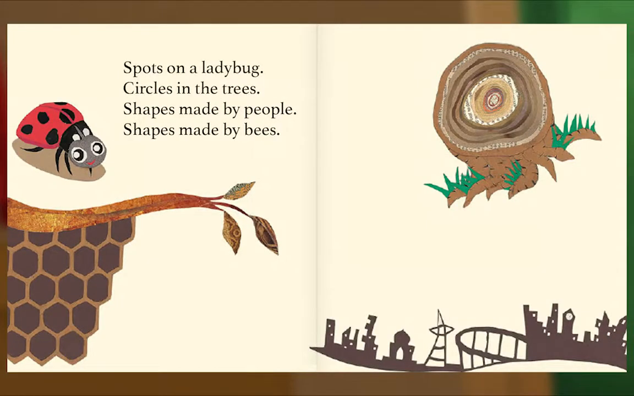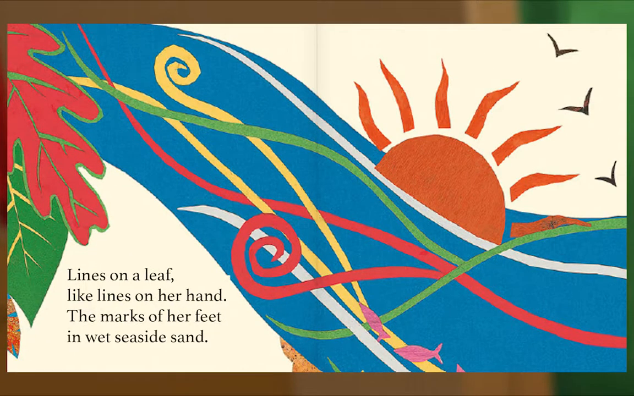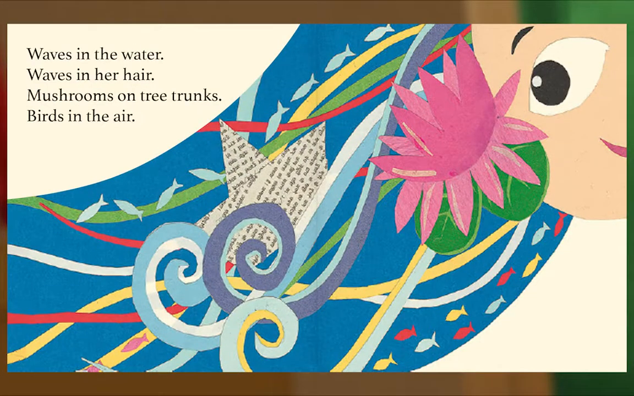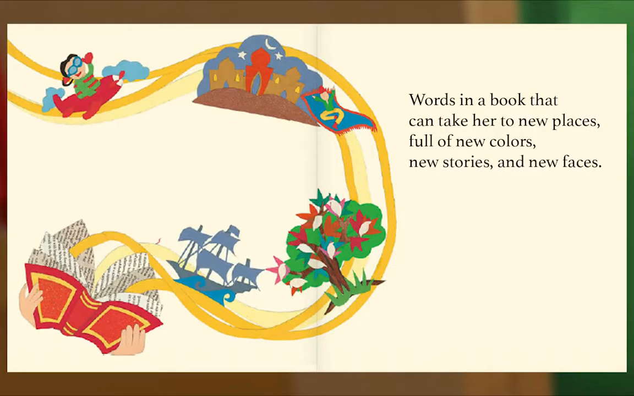Spots on a ladybug, circles in the trees. Shapes made by people, shapes made by bees. Lines on a leaf, like lines on her hand. The marks of her feet in wet seaside sand. Waves in the water, waves in her hair. Mushrooms on tree trunks, birds in the air. Words in a book that can take her to new places, full of new colors, new stories, and new faces.